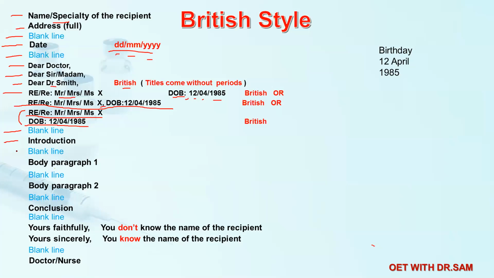Then blank line, introduction, blank line, first body paragraph, blank line, second body paragraph, blank line, conclusion, blank line. Then Yours faithfully if you don't know the name of the recipient, like Dear Doctor, Dear Sir/Madam, or Yours sincerely if you know the name of the recipient. Then lastly, one or two blank lines between the closer and the sign off. And again, don't forget this comma. This is regarding the date format, the letter format for OET.